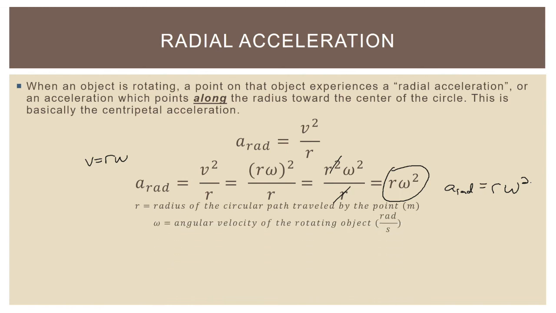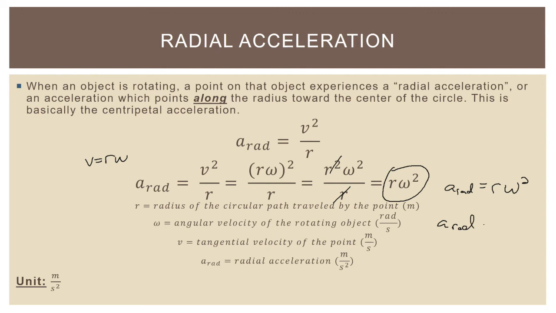where r is the radius of the circular path traveled by the point, omega is the angular velocity of the rotating object, v is the tangential velocity of the point, and the a rad, as we've labeled it here, is the radial acceleration. And of course, the units there are meters per second squared. That should make sense here because the radius is measured in units of meters, and omega, once we square it, is going to give us units of radians squared per second squared. But of course, because we always treat the radian as a 1, whenever we incorporate it, we just get meters per second squared. Take a second to pause this video here and write that down. And when you hit play, we'll move on.